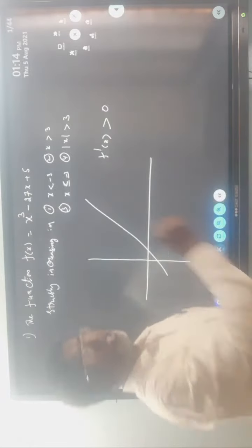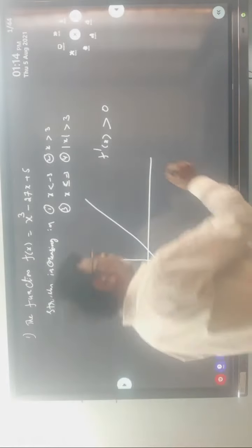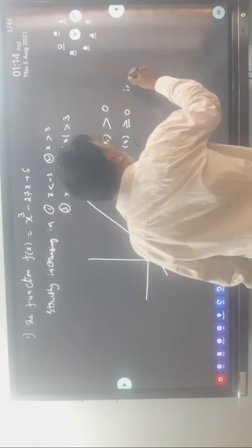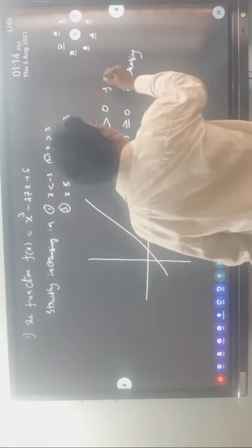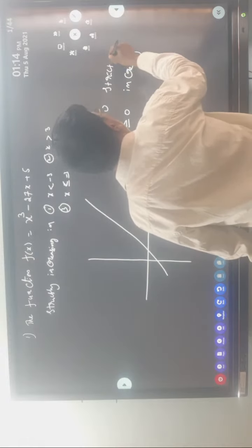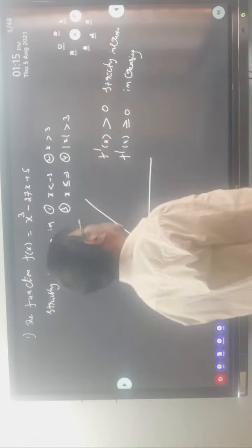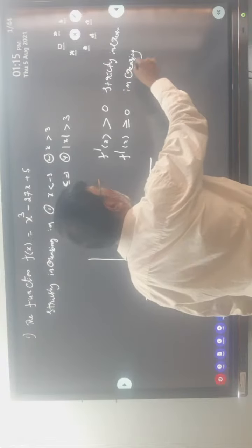Once again I will explain this. Strictly increasing: f dash x greater than 0. If f dash x is only greater than or equal to 0, that is just increasing, maybe 0. So here I am saying it is strictly increasing. If f dash x is less than 0, it is strictly decreasing.